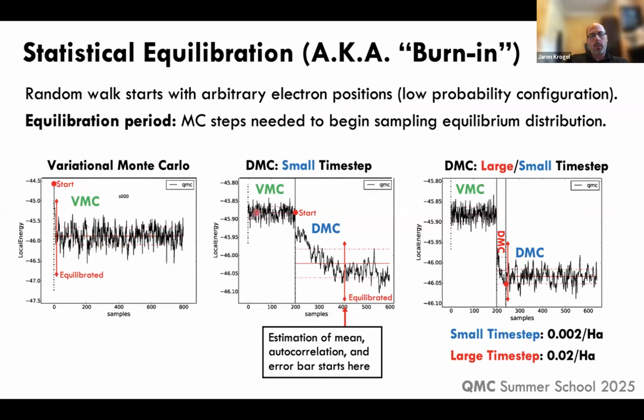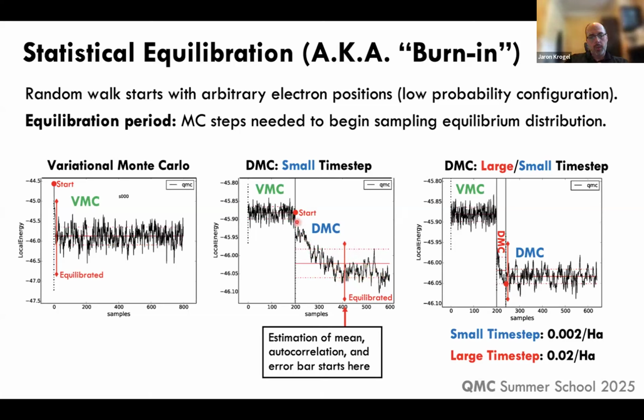Diffusion Monte Carlo, by contrast, starts from variational Monte Carlo samples. When you start DMC, the distribution evolves because the VMC and DMC distributions differ. In general, it decays more or less exponentially in imaginary time as you do more and more samples, and eventually it reaches its equilibrium distribution and is equilibrated way out here.